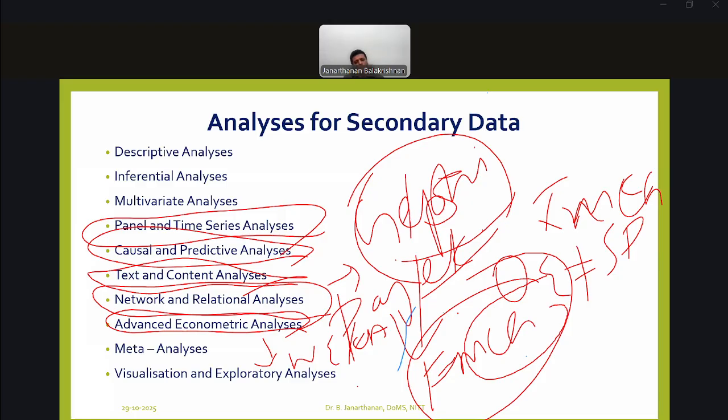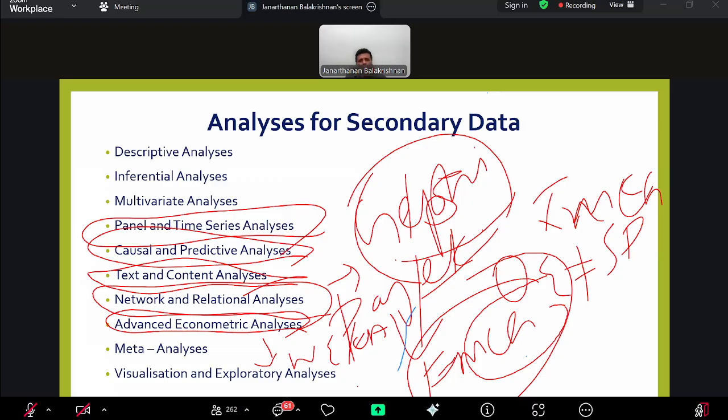Visualization and exploratory analysis, you know very well. NVivo is a very good software. If you know NVivo, it is very good. But it is not a freeware. It's a licensed version. If you have an NVivo subscription, it's good. And NVivo is very good in qualitative analysis.